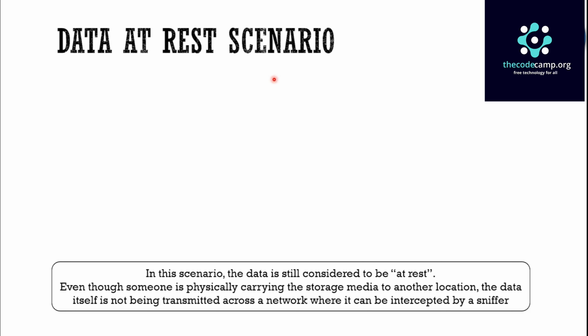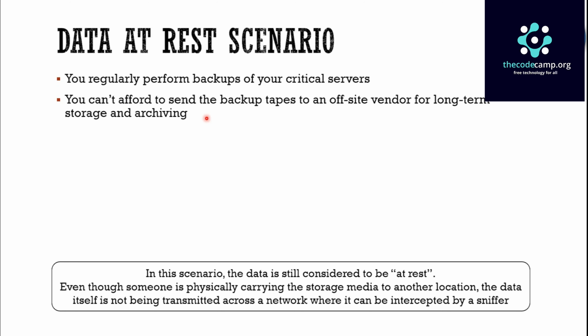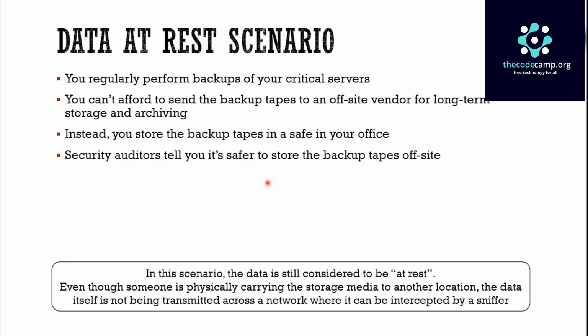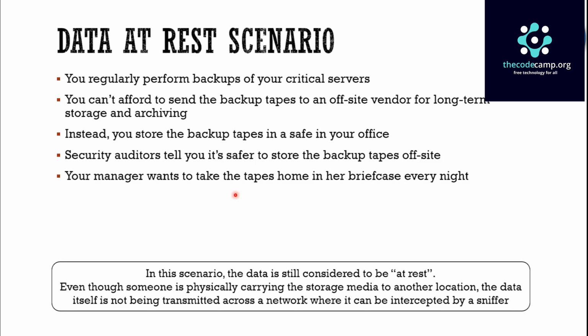Let's take a look at a data at rest scenario. You regularly perform backups of your critical servers. You can't afford to send the backup tapes to an off-site vendor for long-term storage and archiving. Instead, you store the backup tapes in a safe in your office. Security auditors tell you, hey, it's safer to send them to an off-site place. Well, yeah, duh. Your manager wants to take the tapes home in her briefcase every night. What can she do to secure those tapes while in transit?